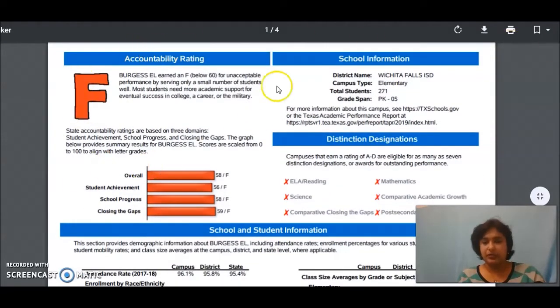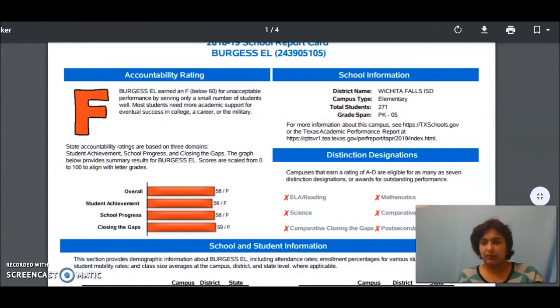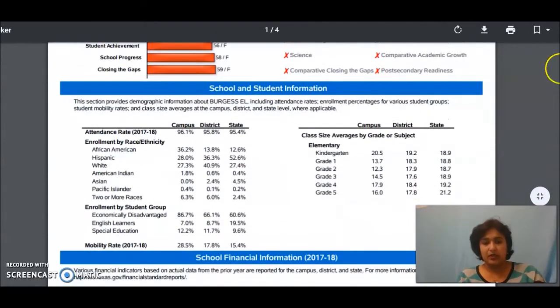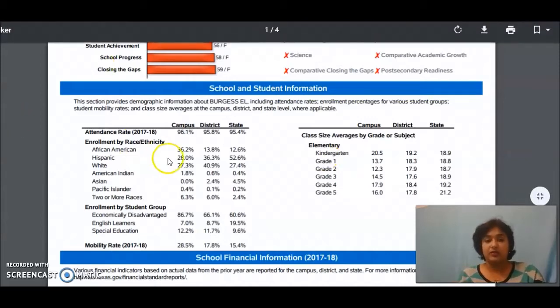It gives you an accountability rating for the school. It talks about other areas. You have a pre-K to 5. What's the total number? So now let us look at, here is your race, campus. So here is your grade level. Okay. Class sizes, average class sizes. So when you're talking about the students, you are going to focus on your grade level or on your classroom. And when you talk about the environmental factors is when the ethnicity and everything will come into play.